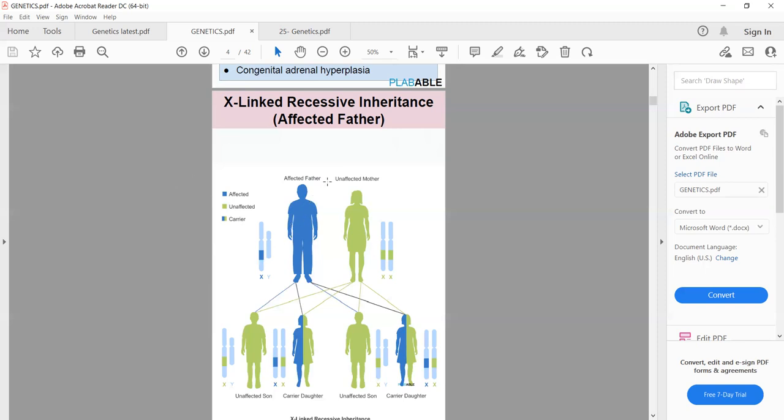So let's do an example. X-linked recessive inheritance, and the father is affected. Father is affected, it means he has a defective gene on X chromosome.